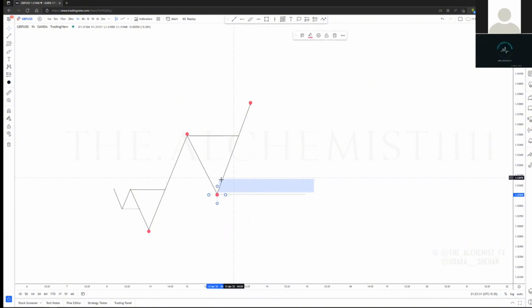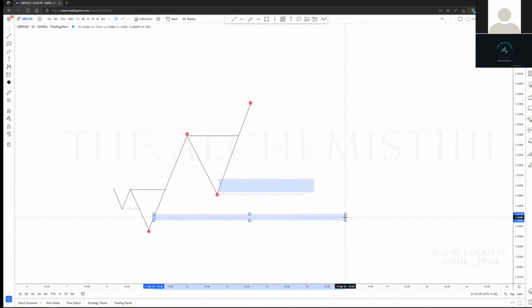So we will not be looking for anything around here. We'll be looking for something below that. So this right here, once again, could be an order block, a breaker block, a rejection block, or else an imbalance. This could be anything. But what makes it a high quality zone is the liquidity that is resting above that. This liquidity is what's going to make it a high quality zone.